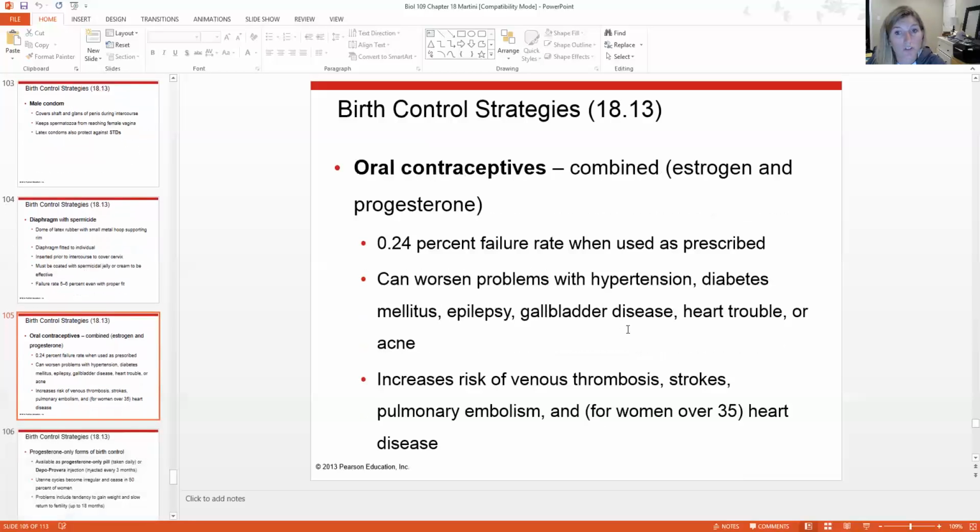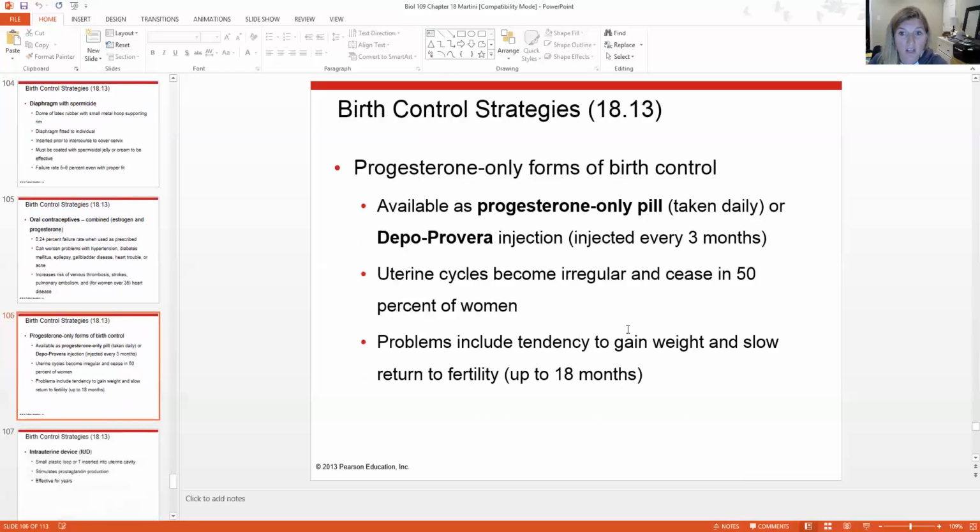There's also oral contraceptives like progesterone, estrogen. The pill has a very small failure rate if it's used as prescribed. It can worsen problems that include hypertension, diabetes, epilepsy because of the estrogen and progesterones that you're putting into your body. There's also an increased risk of blood clots, strokes, pulmonary embolisms in older women, as well as heart disease.